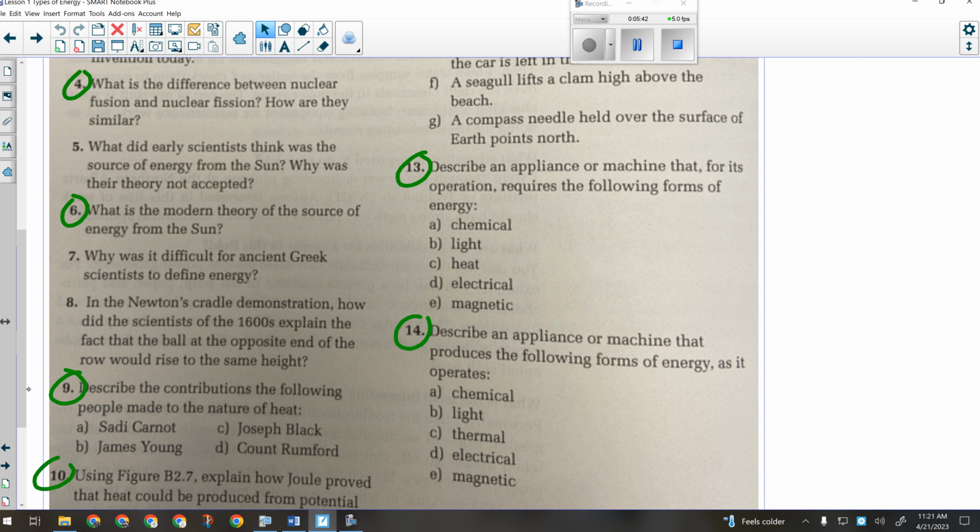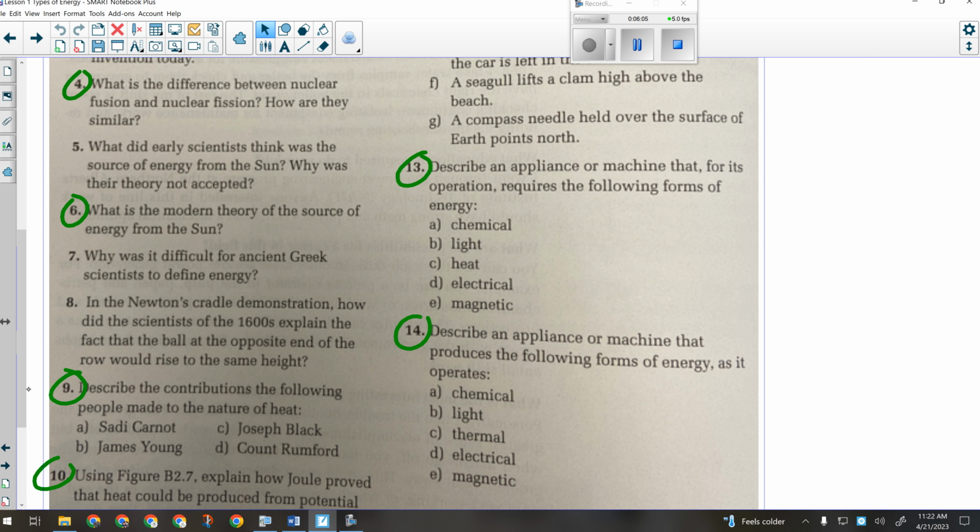Okay. For 14, describe an appliance or machine that produces the following forms of energy as it operates. So what's something that produces chemical energy? It's actually a tricky one. An oil refinery would produce chemical energy. And this isn't a machine or appliance, but a plant does. Plants produce chemical energy from photosynthesis.